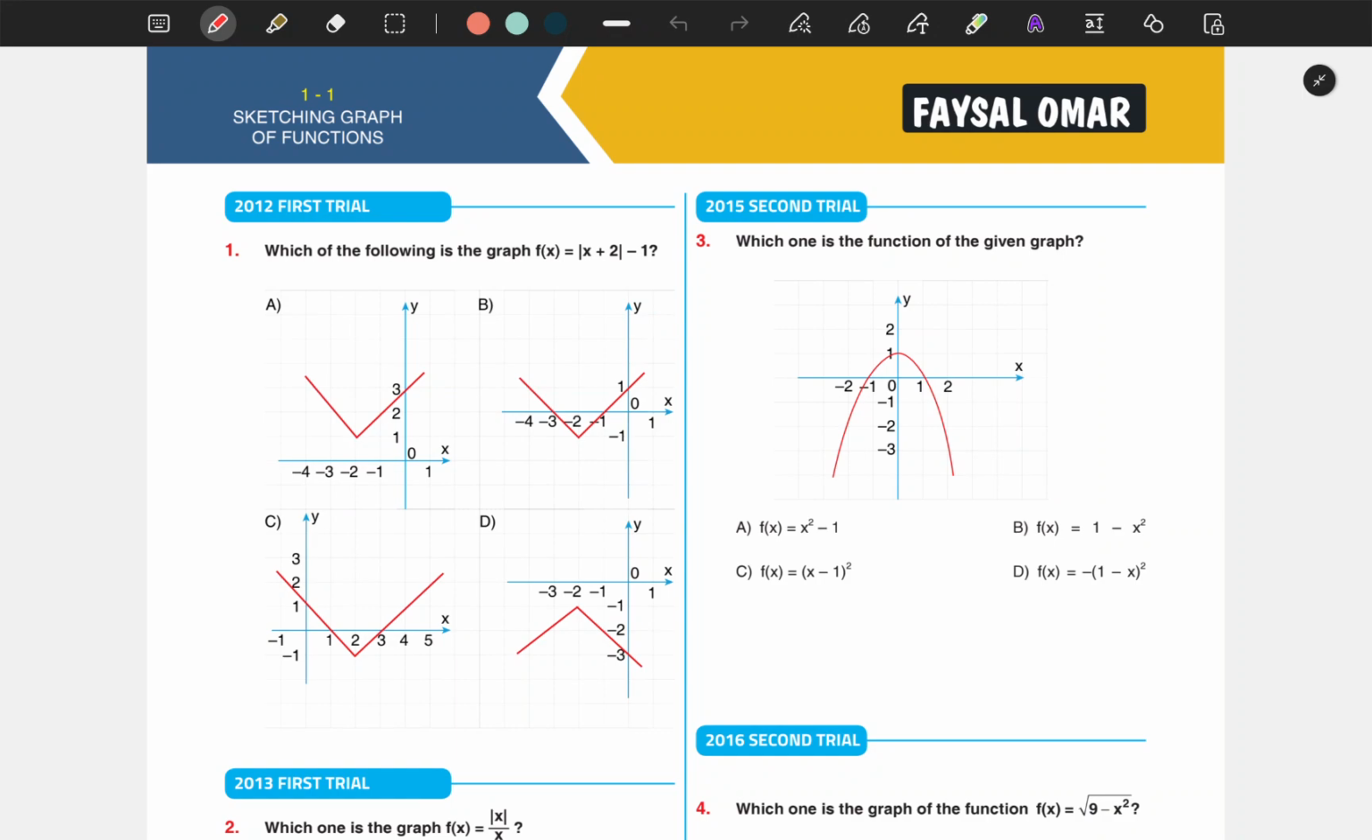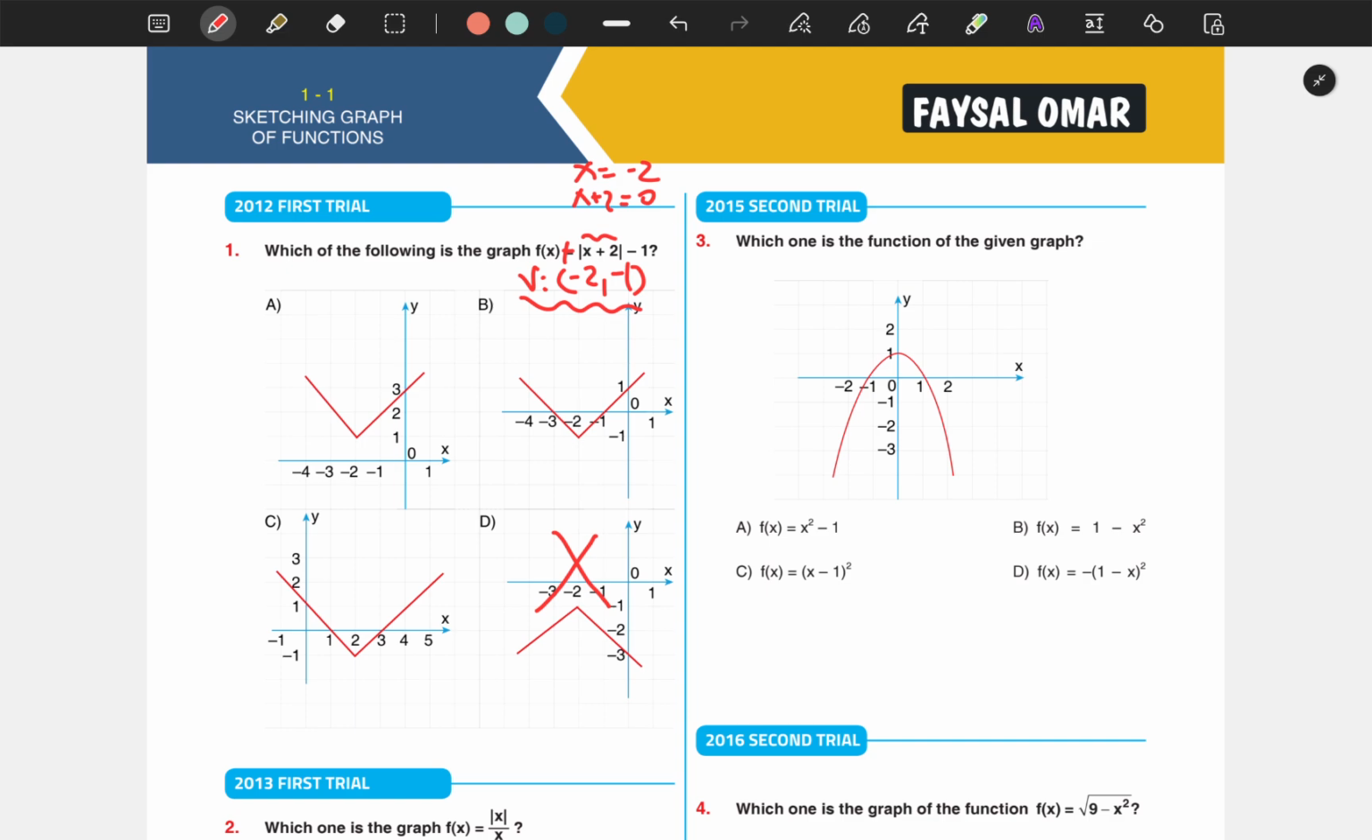Before I start, just check here. The sign in front is positive, isn't it? It means a downward graph can't be the answer, so we directly eliminate it. Second, what's the vertex of this one? We always make the inside of the absolute value equal to 0. x plus 2 is equal to 0, so x equals negative 2. What is the y? Negative 1. Now I have to look for the vertex where x is negative 2 and y is negative 1. It will be my answer.